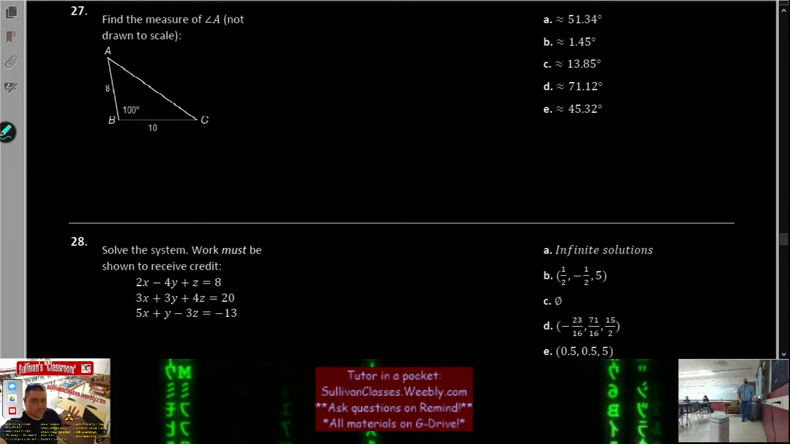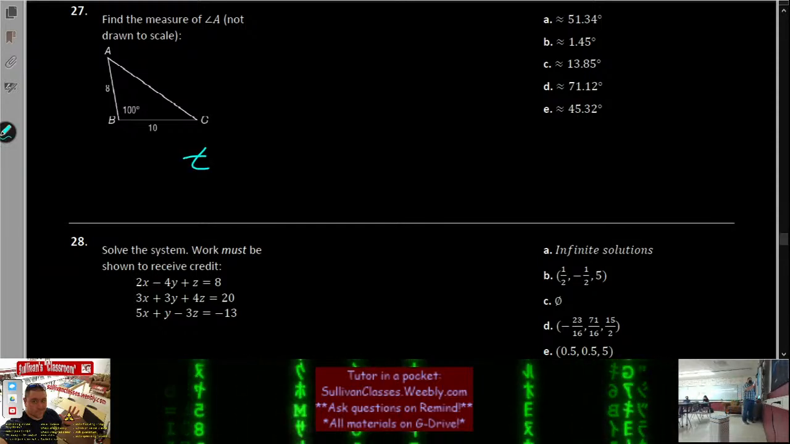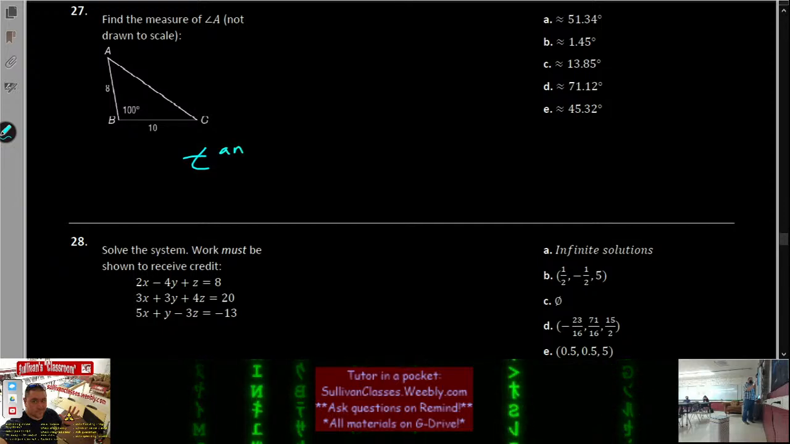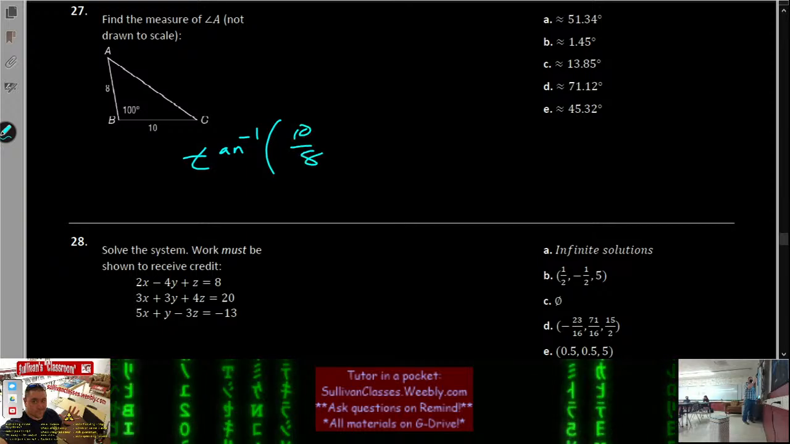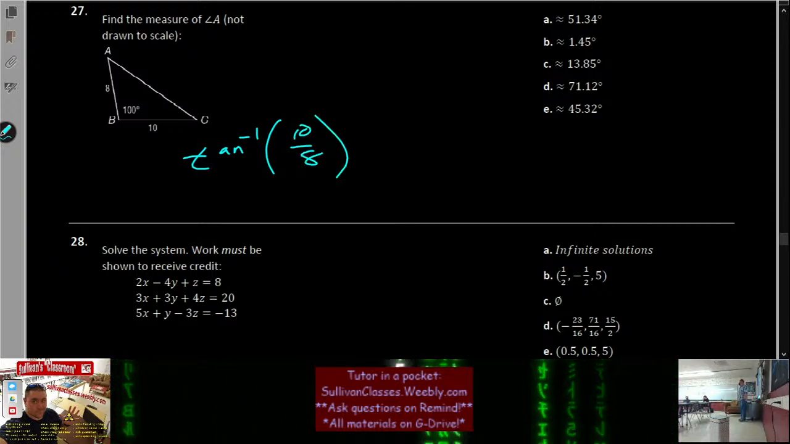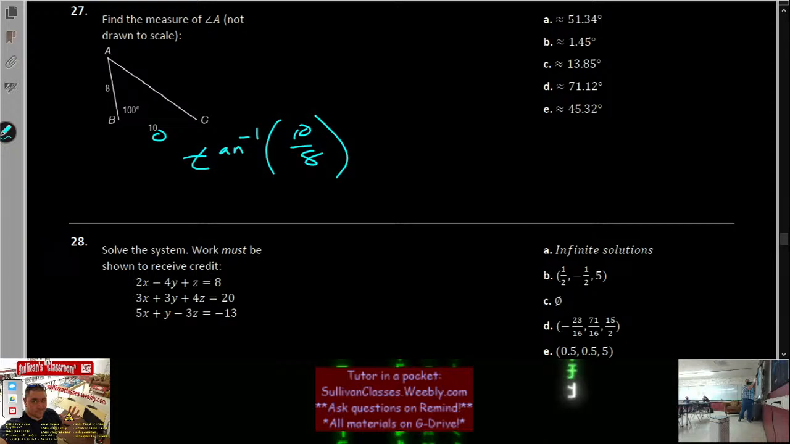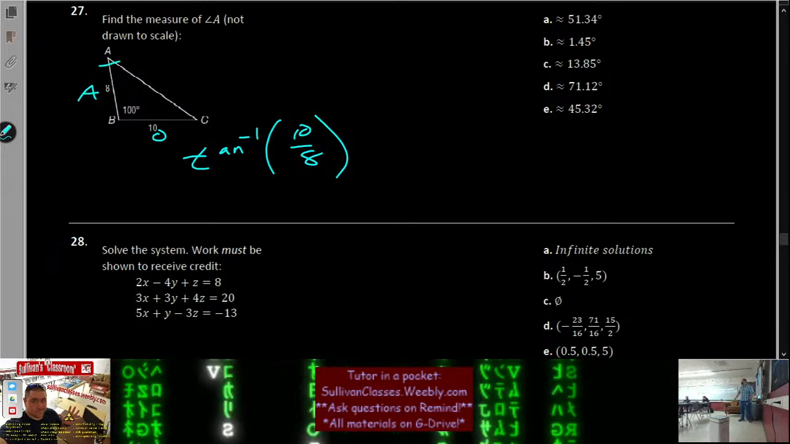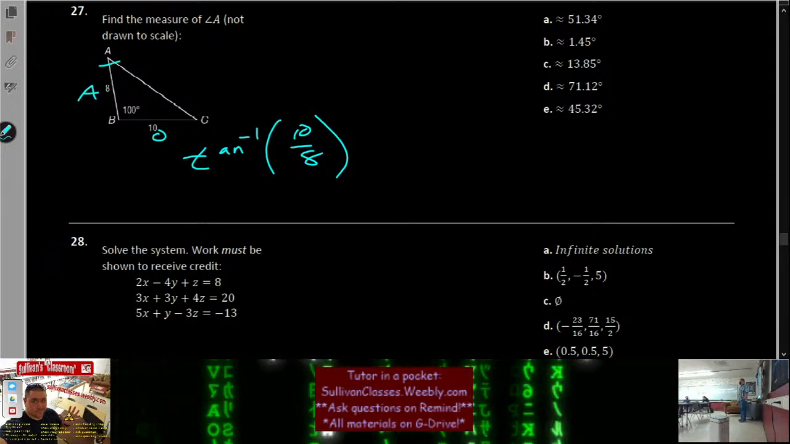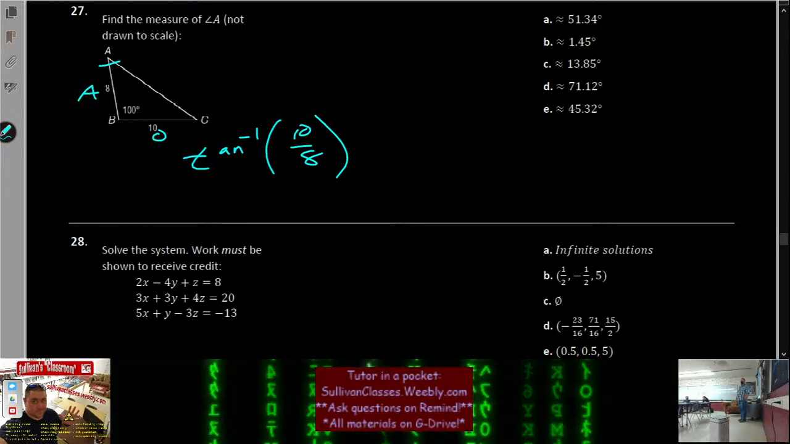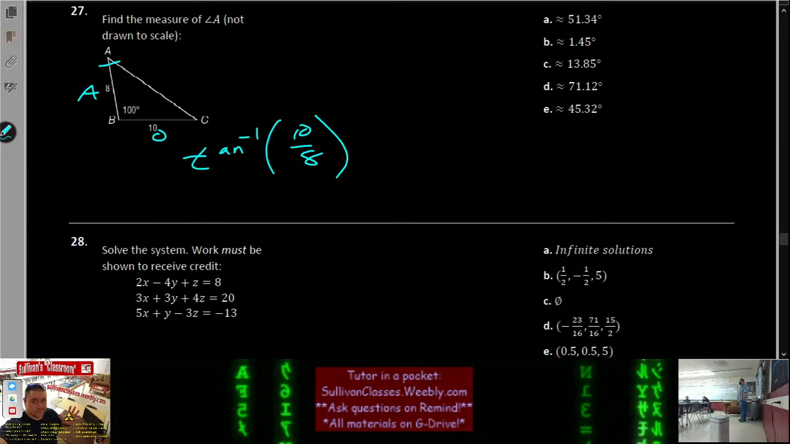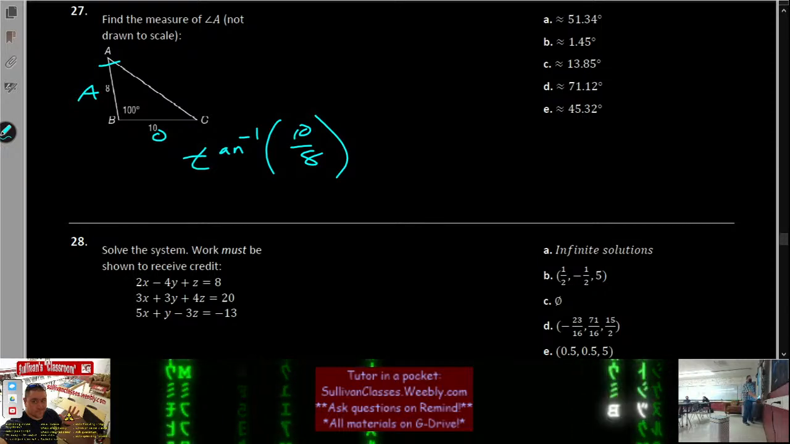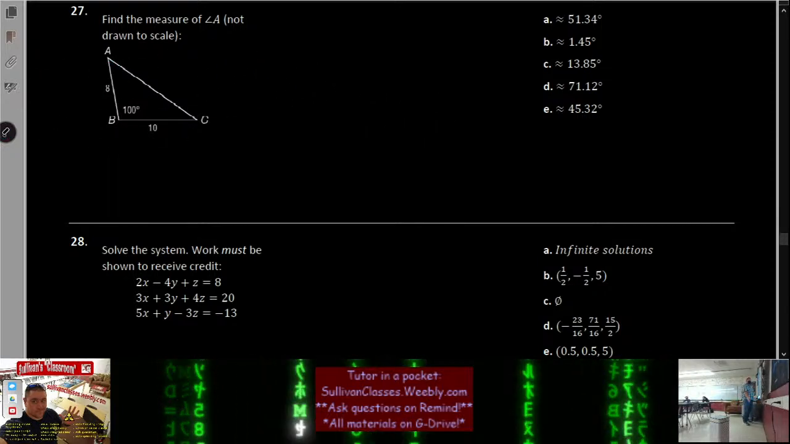Boy, I tell you, the number of kids that are going to try to do the arctangent of 10 over 8, because they'll think opposite and adjacent from angle A. Don't do that. I would bet that's one of those answers. It is not a right triangle. You are not allowed to do right triangle trig on it.